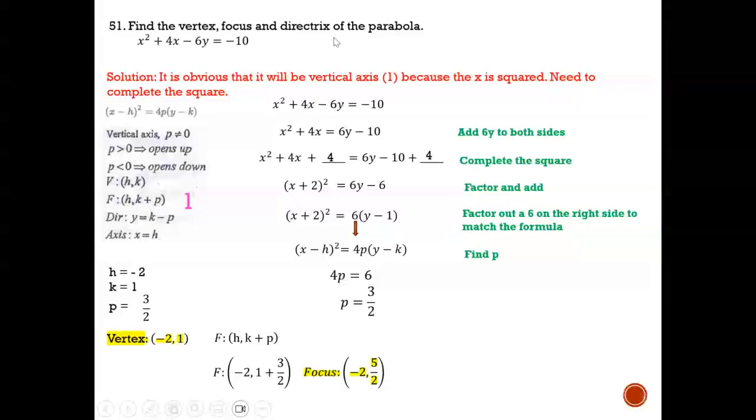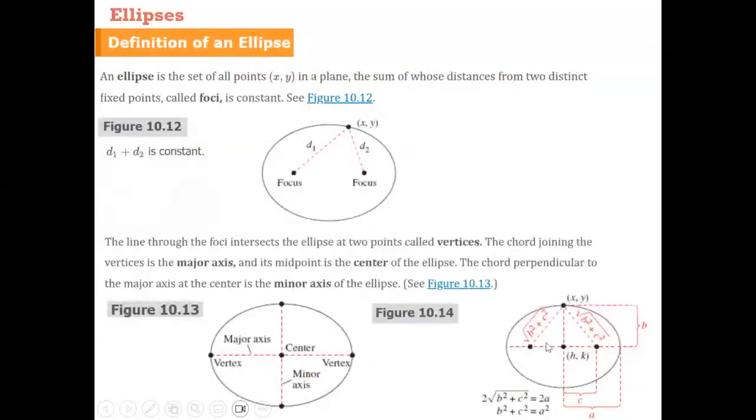Now, what else are we looking for? The directrix. The directrix is going to be y equals k minus p. My k is 1, and my p is 3/2. So 1 minus 3/2 will give us -1/2. So I got my vertex, -2, 1. I got my focus, -2, 5/2, and I have my directrix, which is y equals -1/2. I believe that's it for the parabolas.